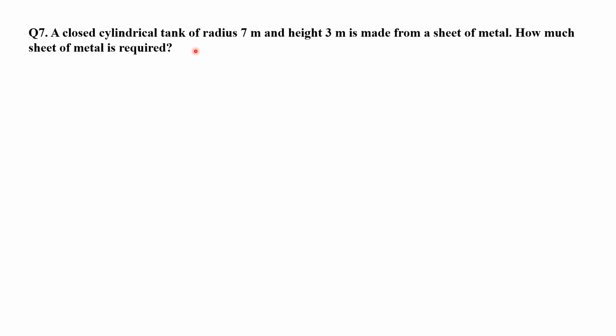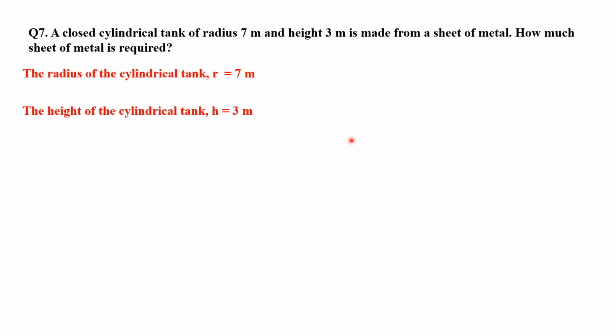Question number 7. A closed cylindrical tank of radius 7 meter and height 3 meter is made from a sheet of metal. How much sheet of metal is required? Now it is given in the question the tank is closed, isn't it? So the metal sheet will be required on all the total surface area of the cylinder. So to know how much sheet of metal is required, we have to find the total surface area of the cylinder, right?